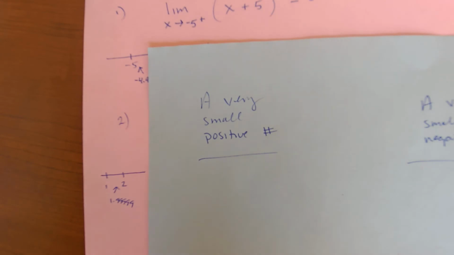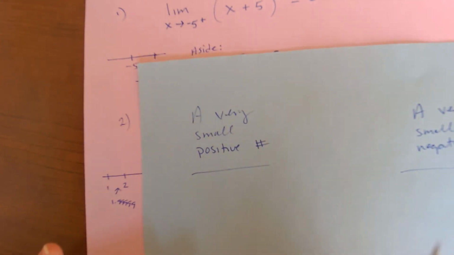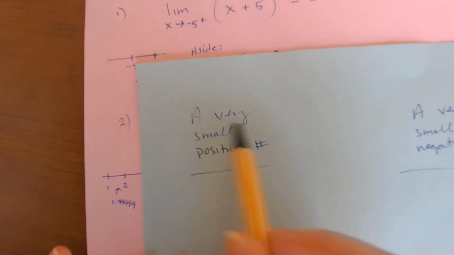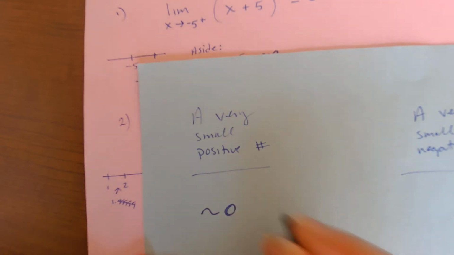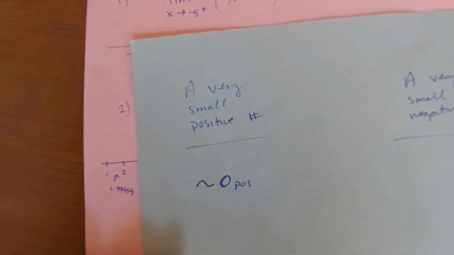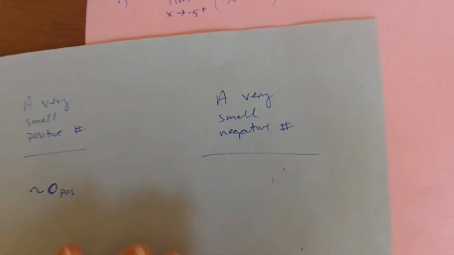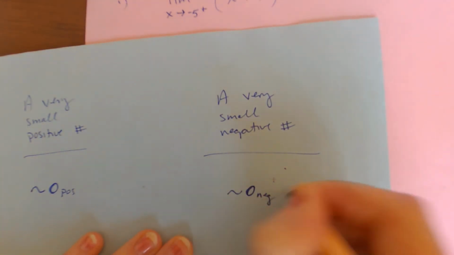Indeed, infinitely small in this case. Infinitesimal is what an infinitely small quantity is called. A very small positive number, I'm going to represent like this: about 0, but positive, so I'm going to write a little POS there. A very small negative number, I'm going to say about 0 negative.